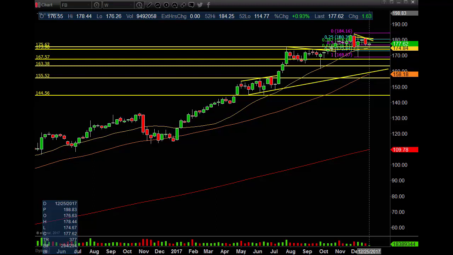Today we're looking at Facebook, Apple, and Amazon. We follow the daily, weekly, monthly time frames. We use technical analysis here at StockBookie.com.